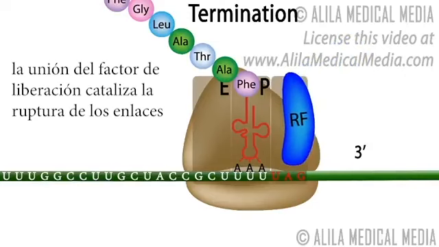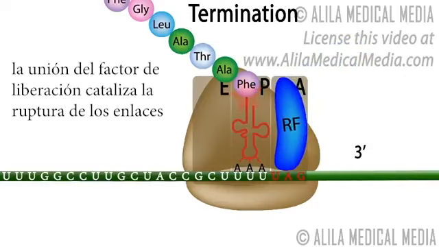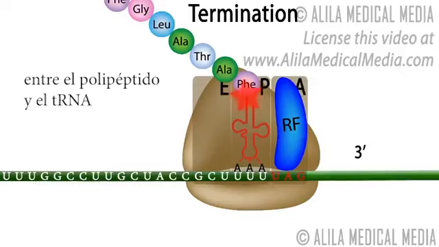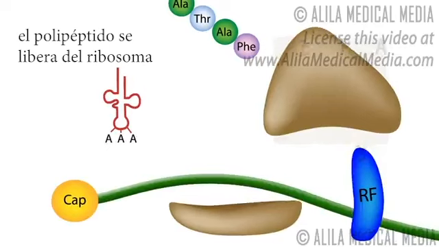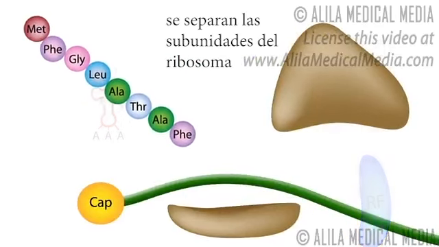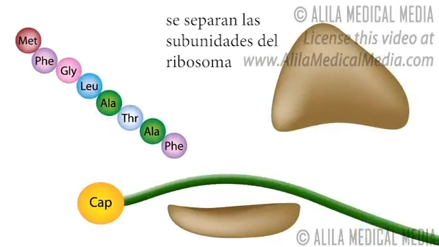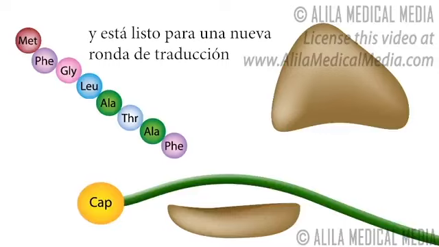Binding of the release factor catalyzes the cleavage of the bond between the polypeptide and the tRNA. The polypeptide is released from the ribosome. The ribosome is disassociated into subunits and is ready for a new round of translation.